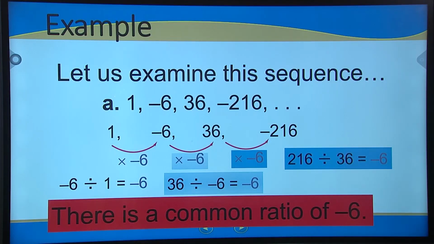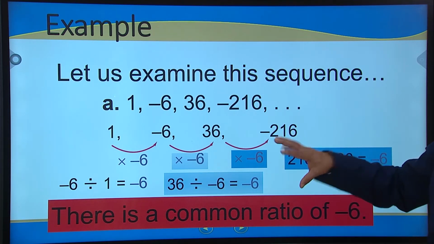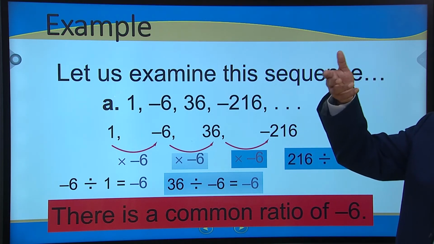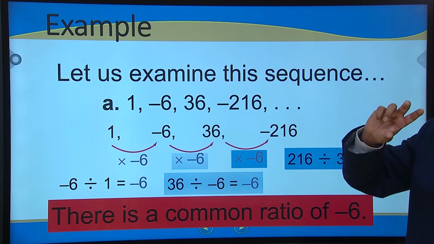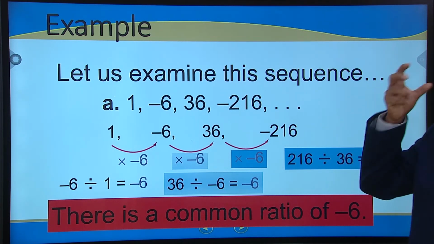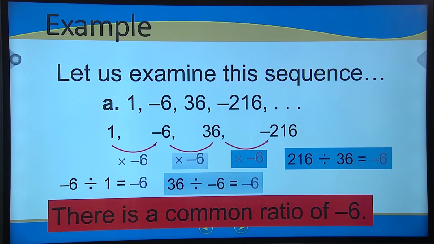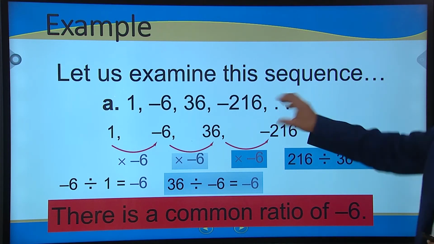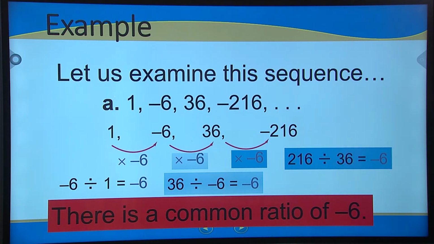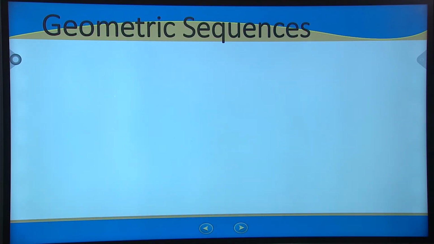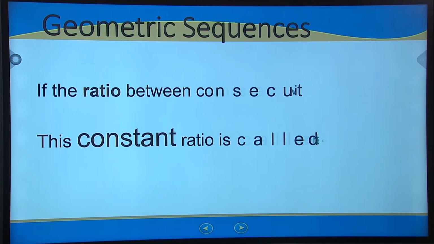All right, let's have a look at this word. We say there is a common ratio. Common ratio, what does ratio mean? Ratio means a fraction, and a fraction means multiplication or division. Okay, so that is your clue. When we talk about ratio, we're talking about division, fraction, multiplying. That is geometric sequence.